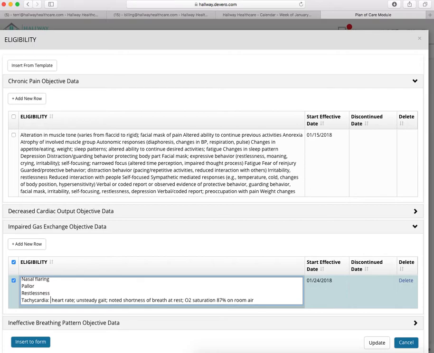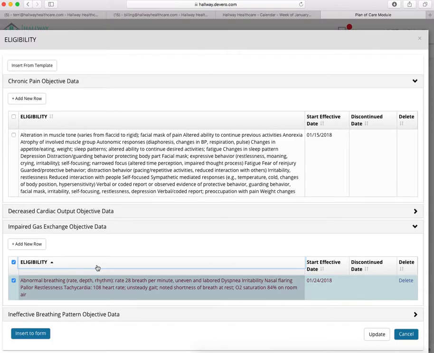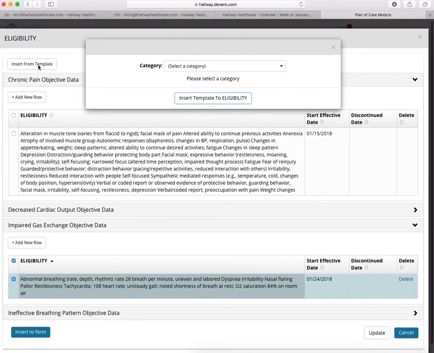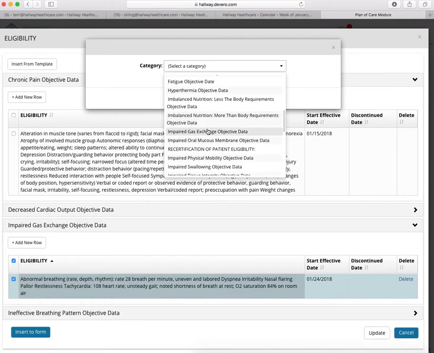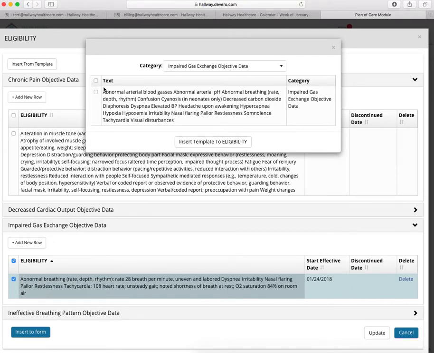It was 108. Steady gait, yes. O2 saturation, 84% on room air. Okay. Now, let's say that you want to be able to see all of those objective data, because if you remember, we deleted quite a bit before. So if I want to see all of that, then all I need to do is insert from template, go back to impaired gas exchange, and right there is all of them.